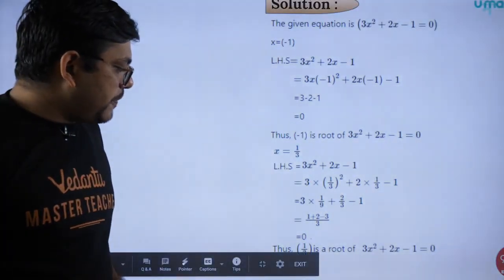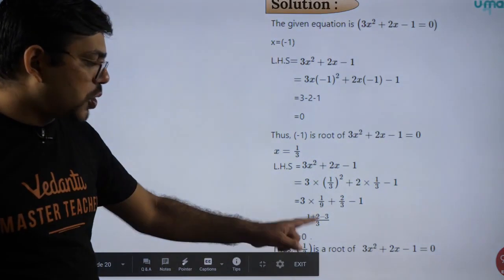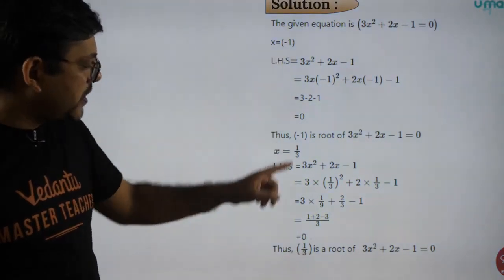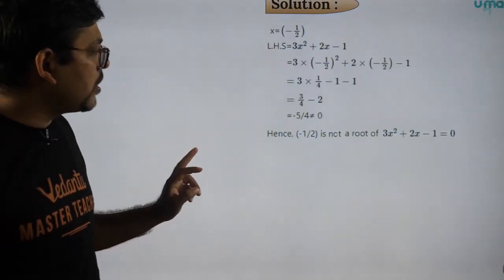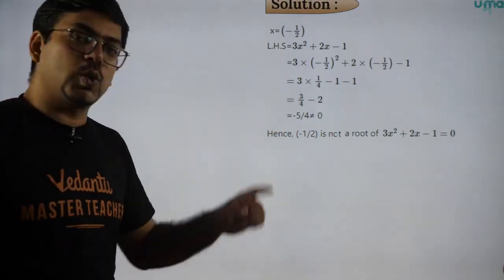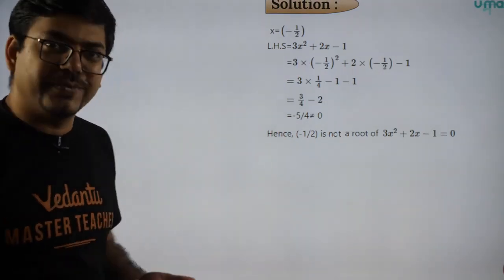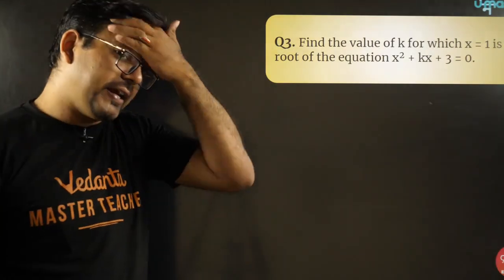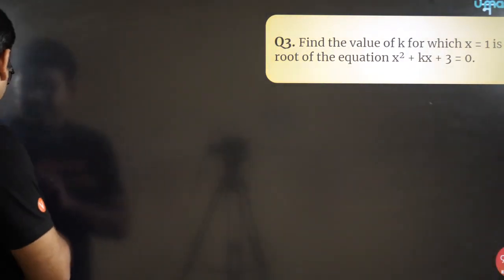Here's the solution as well. So 1 by 2 is not a root. Minus 1 is there. 1 by 3 is there. But minus 1 by 2 is not a root of the quadratic equation. So you can just check it out. Fine. Let's move ahead. Here's the next question.